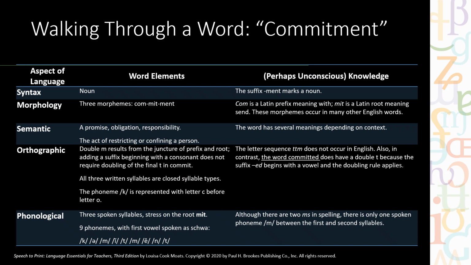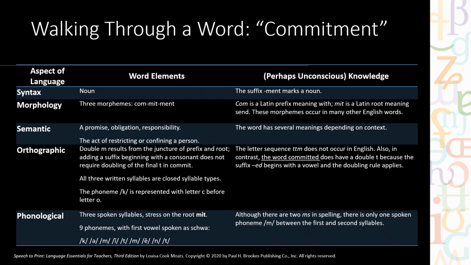For morphology, there are 3 morphemes in commitment. It's a little tricky because you might at first glance think there are just 2, commit and ment. But it's actually that com is the Latin prefix meaning with. Mit is the root of this word. It's a Latin root meaning send. And then again, the ment at the end is a suffix that marks a noun. There's more than one meaning: a promise, obligation, responsibility, the act of restricting or confining a person. And the way that it's used in the meaning of the word depends on the context and how the person is using it.